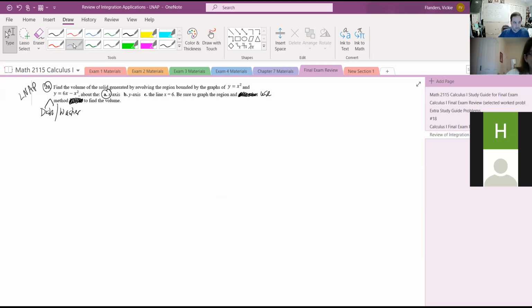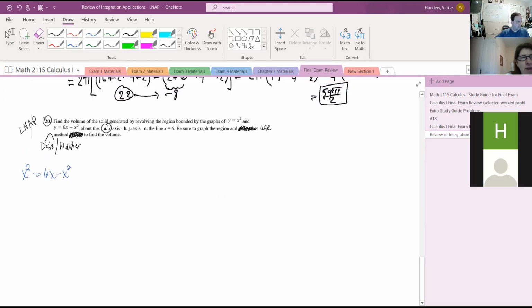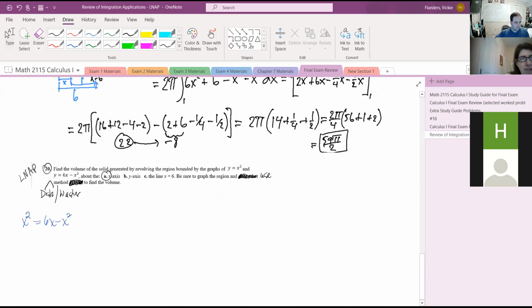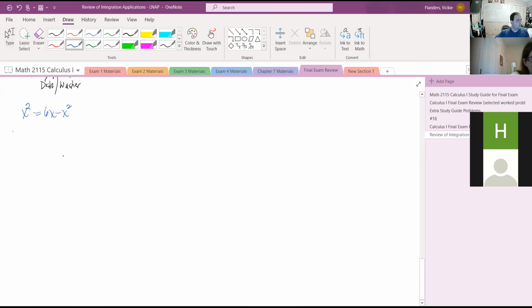Okay. So the first thing I'm going to do is find the intersecting points. Because this one doesn't give us, like the other volume problem, which told us between x equals 1 and x equals 2. Here, we're going to have to intersect these 2 curves. So I'm going to get 2x squared minus 6x equals 0. I'm going to factor out a 2x, and I get x equals 0, x equals 3. X equals 0 gives me the point (0, 0). X equals 3 gives me the point (3, 9).